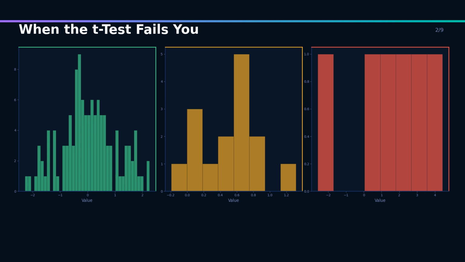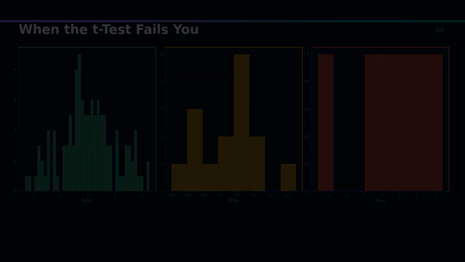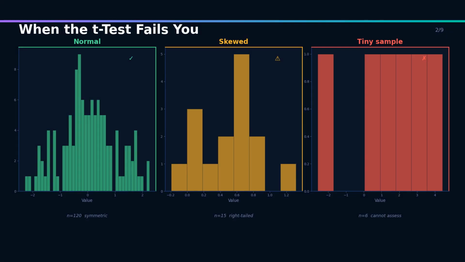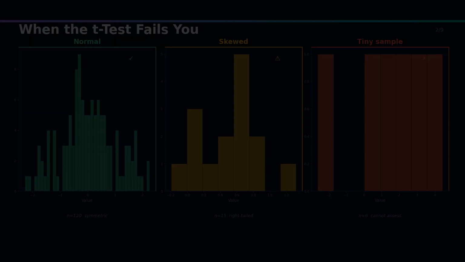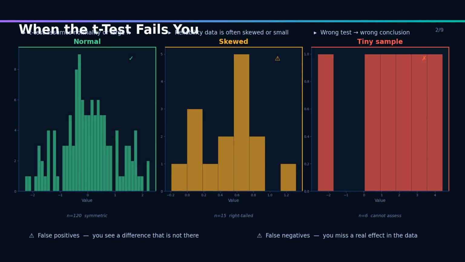The t-test has one critical assumption. Your data must be approximately normally distributed, or your sample size must be large enough for the central limit theorem to compensate. But in reliability engineering, sample sizes are often small, distributions are often skewed, failure times follow Weibull, not Gaussian. When you force a t-test on non-normal data, your p-values become unreliable. You may declare a difference that does not exist or completely miss one that does.